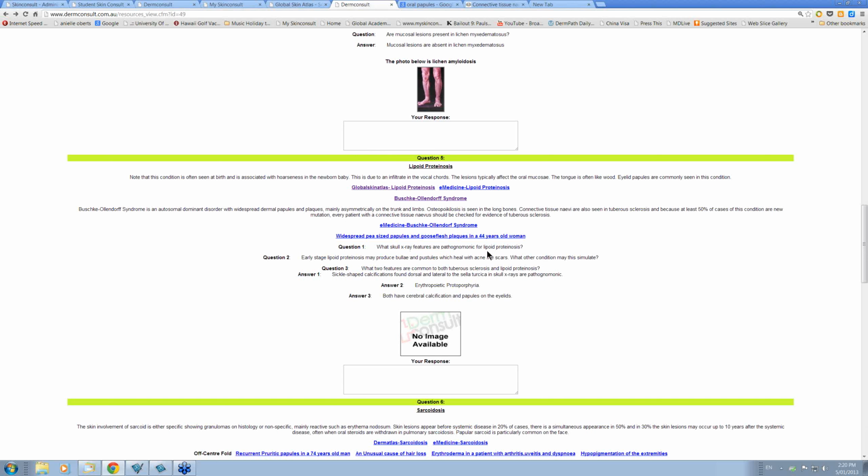What skull X-ray features are pathognomonic for lipoid proteinosis? Skull X-ray features? Don't know. What's the answer? Sickle-shaped calcifications form dorsal and lateral to the sella turcica, and skull X-rays are pathognomonic.